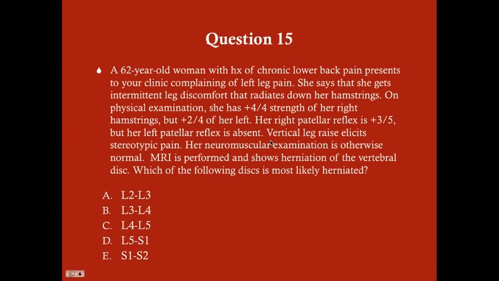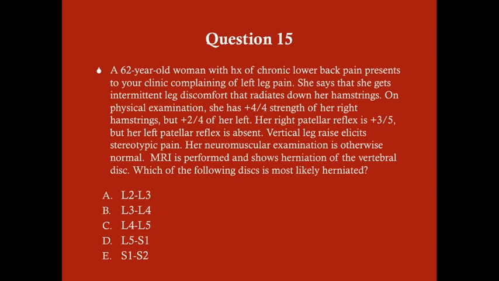Question 15. A 62-year-old woman with a history of chronic lower back pain presents to your clinic complaining of left leg pain. She says that she gets intermittent leg discomfort that radiates down her hamstrings. On physical examination, she has +4 out of 4 strength of her right hamstrings, but +2 out of 4 of her left. Her right patellar reflex is +3 out of 5, but her left patellar reflex is absent.